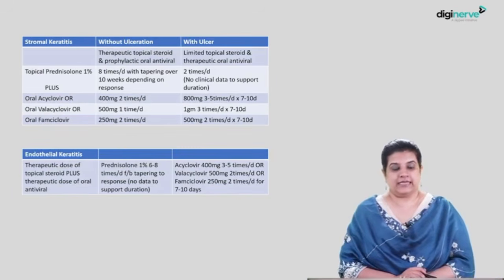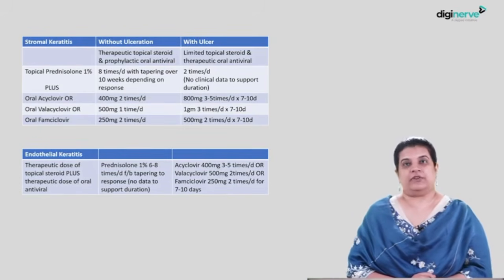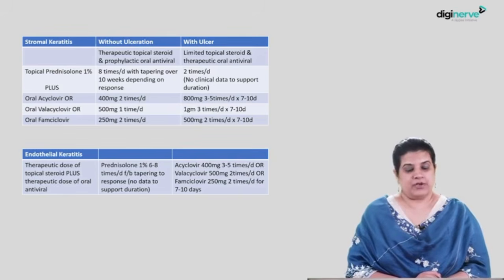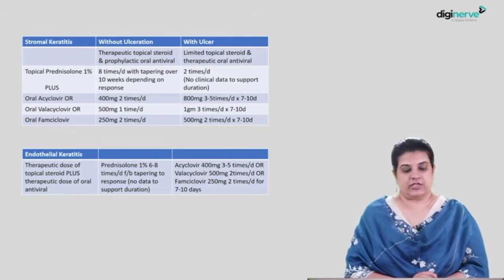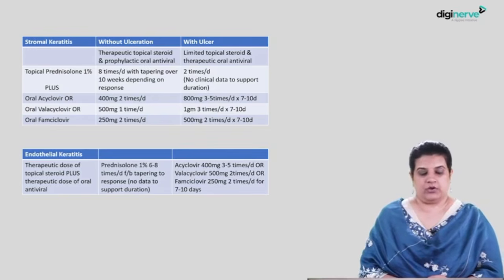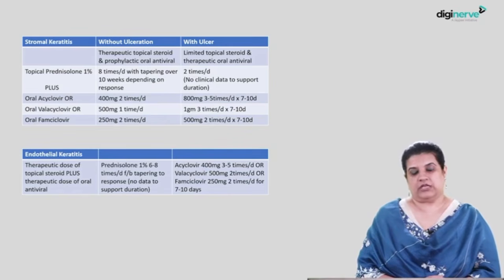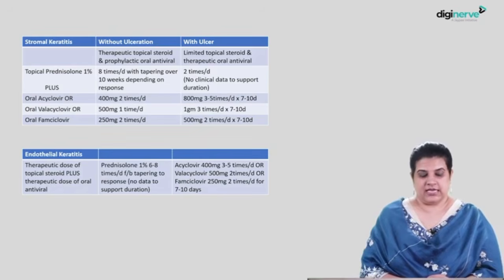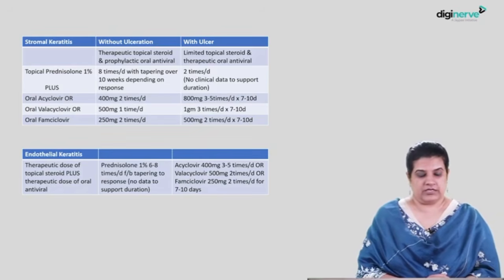For stromal keratitis without ulceration, therapeutic topical steroids are given with prophylactic oral antivirals. Topical prednisolone, which is a steroid, is given 8 times a day with tapering over 10 weeks depending upon the response of the patient, along with oral acyclovir or valacyclovir. If there is ulceration, then we limit the topical steroids along with therapeutic oral antivirals. In endothelial keratitis, we give a therapeutic dose of topical steroids plus therapeutic dose of oral antiviral therapy.